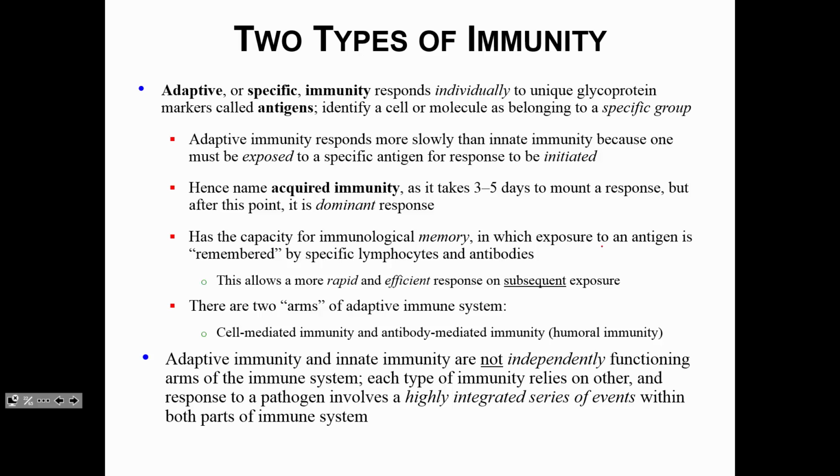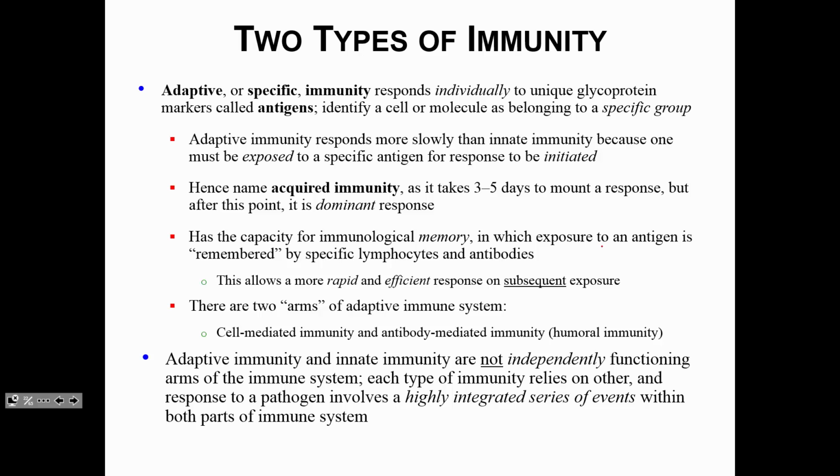Now here's the big difference. It does have that capacity for memory. So once it's exposed to an antigen, it remembers that and it makes specific lymphocytes and antibodies to fight that off the next time you're exposed to it. So this is a really fast and efficient way if you have a repeat exposure. Now there's 2 arms, so to speak, of the adaptive immunity. You have the cell-mediated and you have antibody-mediated.